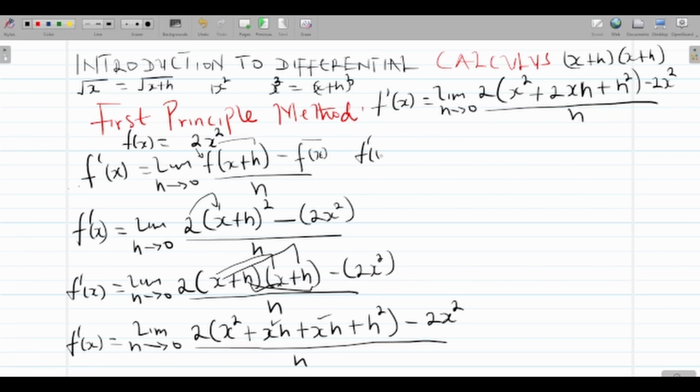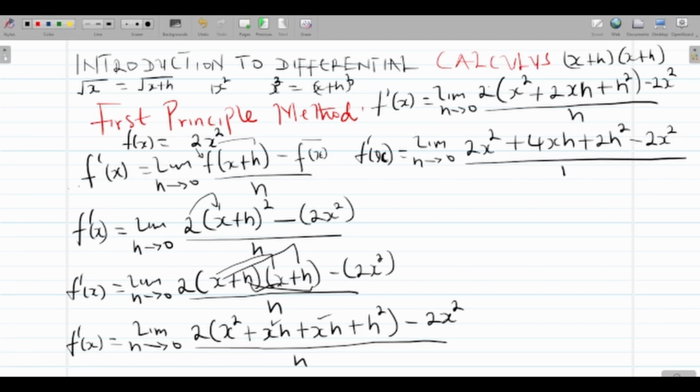Here we say f prime of x is equal to the limit as h approaches 0. Let's now multiply out. 2 times x squared will give you 2x squared. 2 times 2xh will give us 4xh. And then 2 times h squared would give us plus 2h squared. And outside the bracket, you've got minus 2x squared all over h.